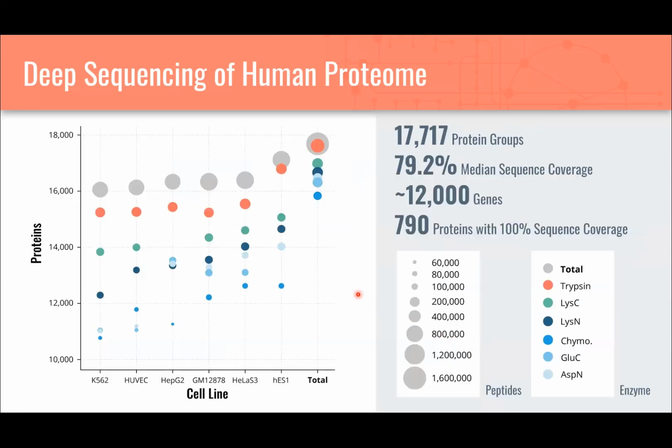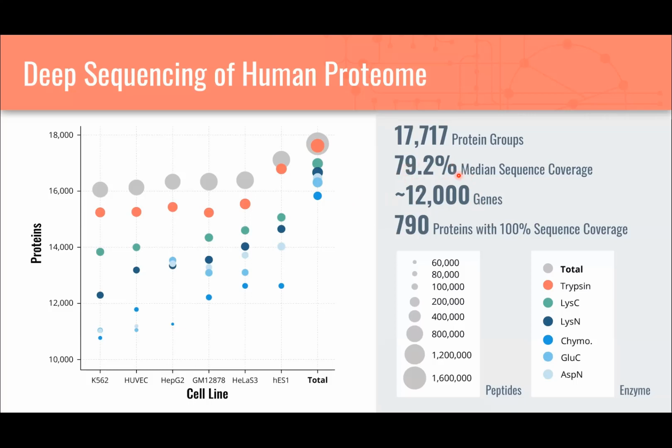This diagram shows us for each cell line how many proteins we detected as a function of which protease we used. And then this is cumulative. And you can see trypsin is red. It always does the best. And that's why we use it as our go-to enzyme. But you can see these other enzymes contribute a pretty good amount of information. And that information is different in many cases.